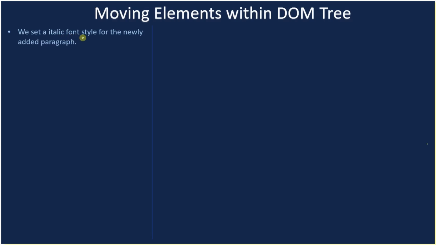So we set italic font style for the newly added paragraph. That means here we create a new CSS rule for the paragraph containing the class attribute TOC, and set this style: font style is italic, and set the font size as 14 pixel. So that's the style we are giving.